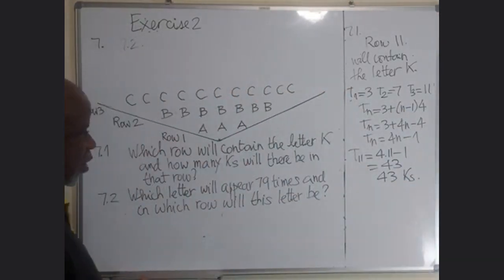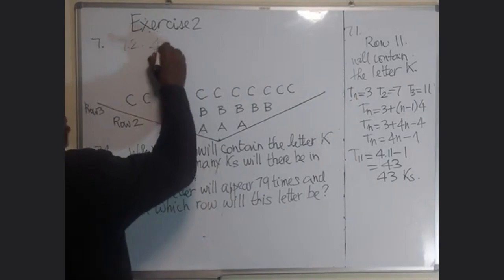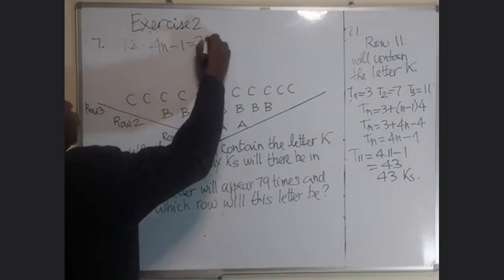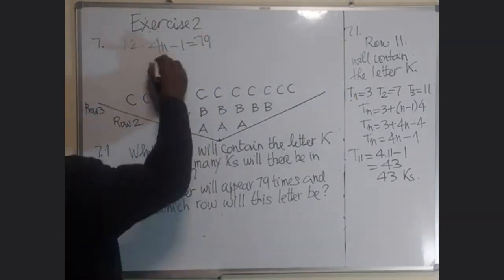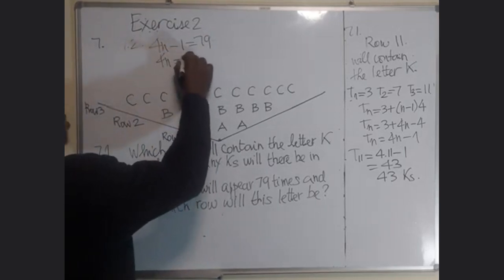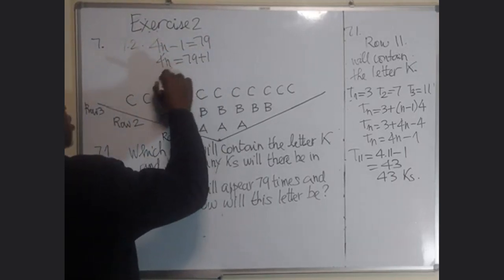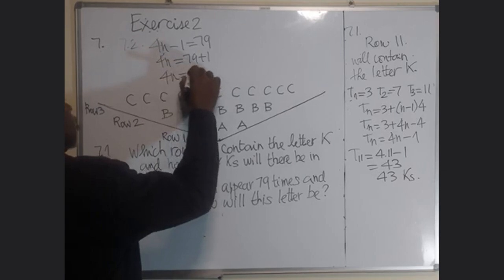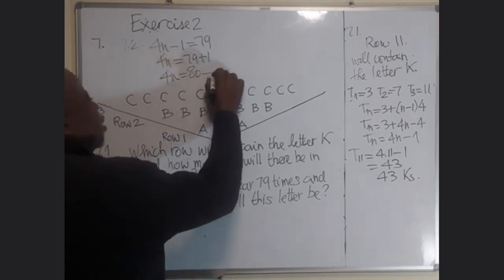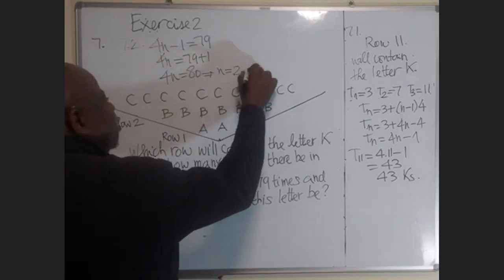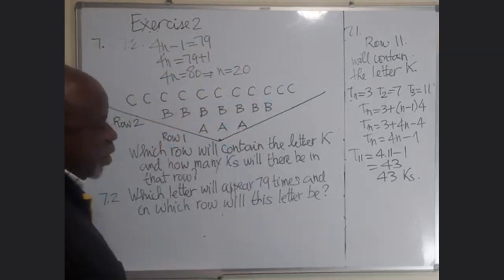We're going to consider the general term. 4n minus 1 is going to be equal to 79. 4n will be equal to 79 plus 1. 4n is equal to 80, and our n will be 20.